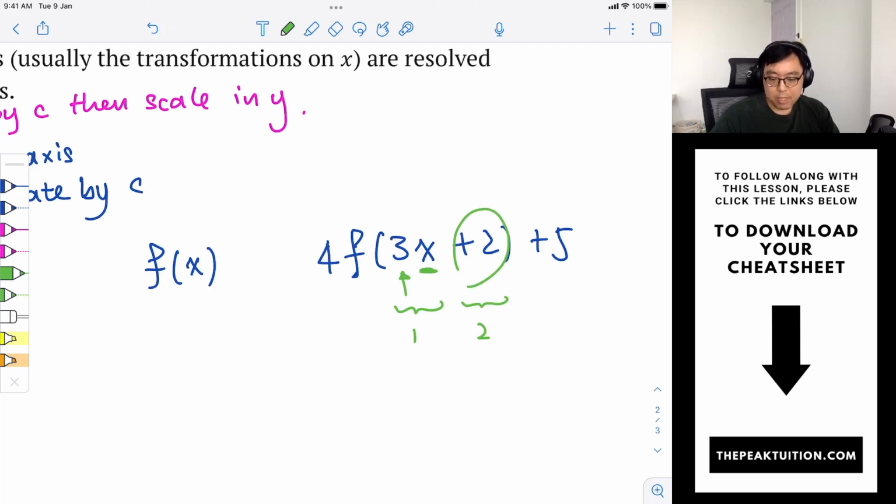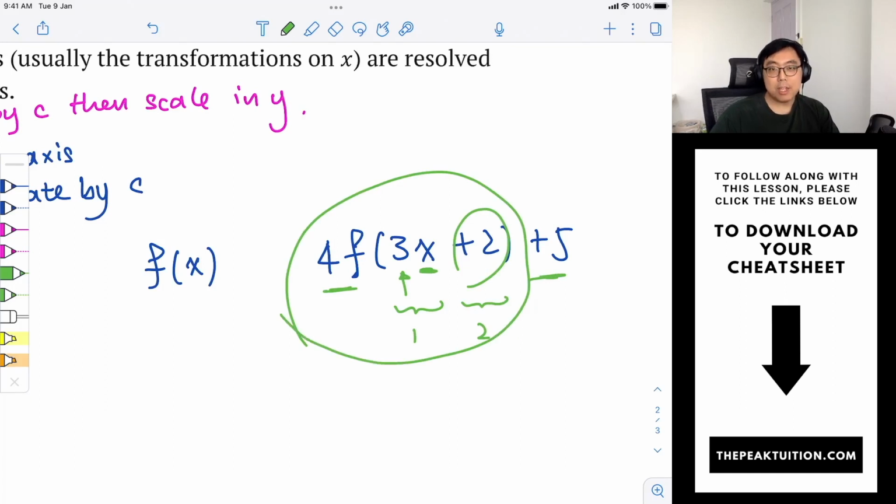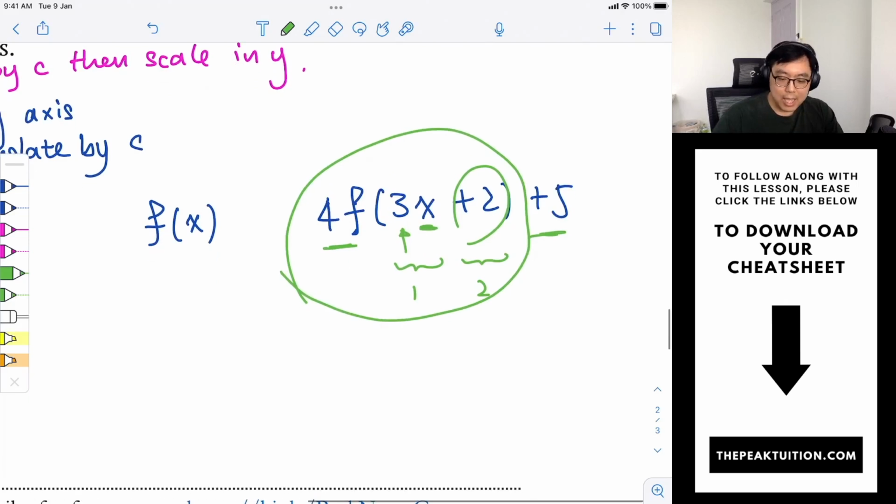Then moving on, between +5 and 4, we do the 4 first because that's a multiplication. It's a bit like BODMAS: you do the multiplication first. Therefore, this 4 scales the graph in the y direction, keeping the x-axis invariant, by a factor of 4. This is the third thing that we do. And finally, this is the fourth thing that we do: we add 5 to everything, so we translate everything in the positive y direction by 5.